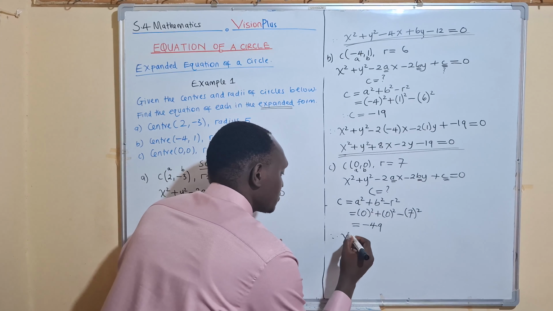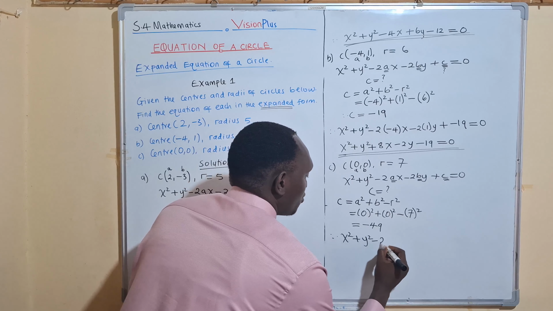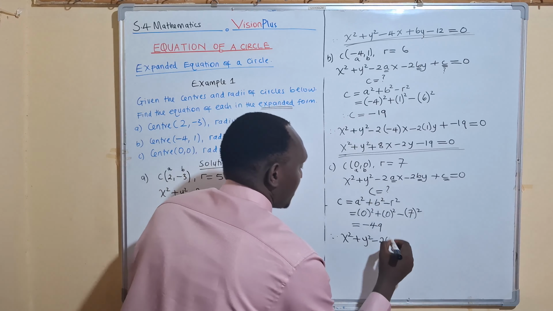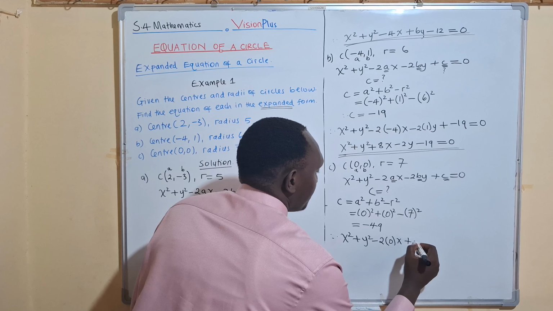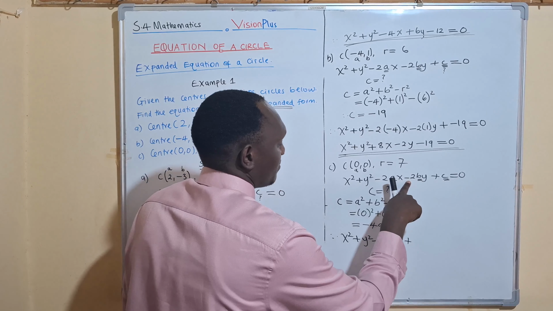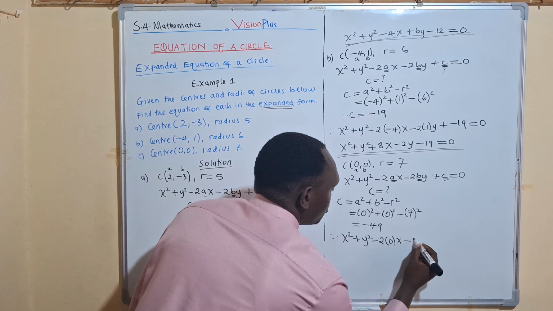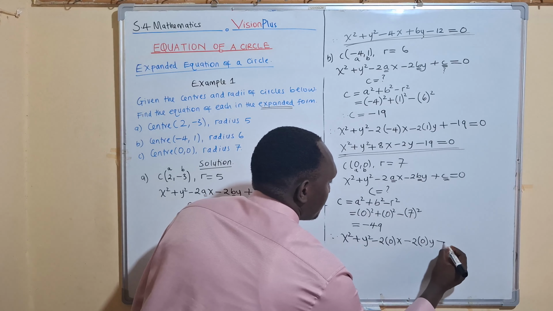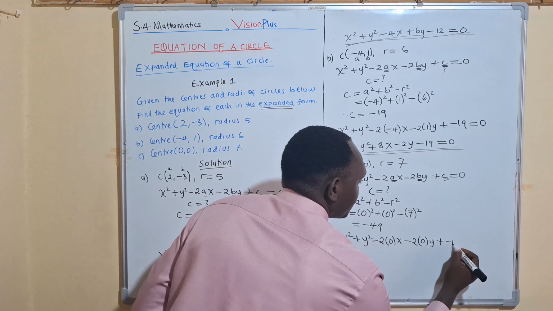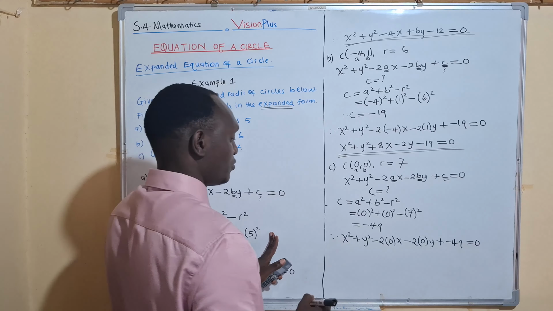Therefore, we shall have x squared plus y squared minus 2 times A. What is A? A is 0. x plus, it is not plus, it is minus in the formula, please. It's minus in the formula. Minus 2b. B is also 0. y plus C. C is -49 equals to 0. What do you do here?